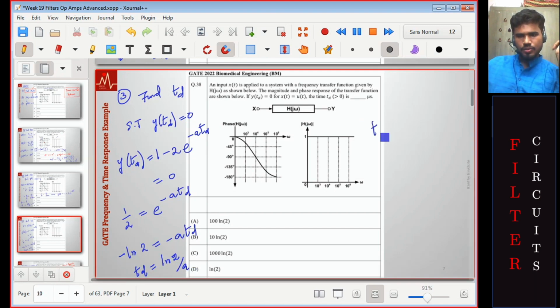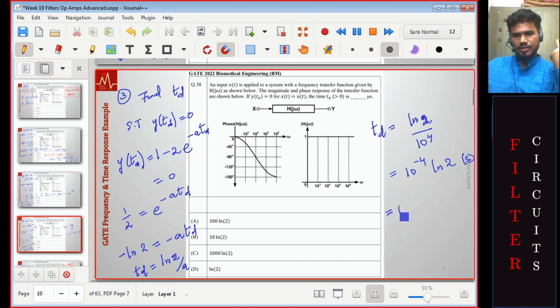We had already found a to be 10 power 4. So this is ln 2 over 10 power 4. Right now we have our answer in seconds. This is a trap. So in terms of microseconds, this is 100 ln 2 microseconds. So the answer here is A, I suppose.